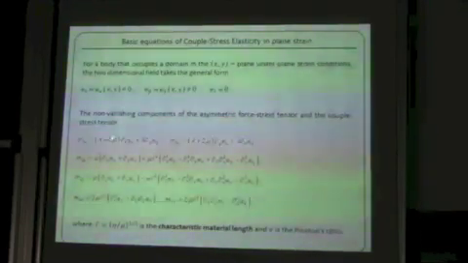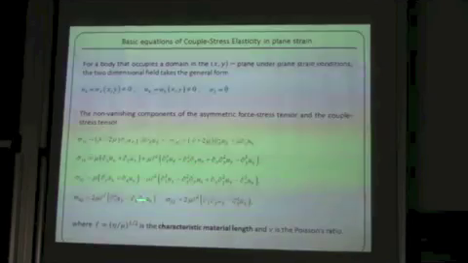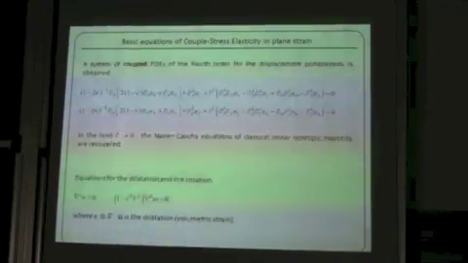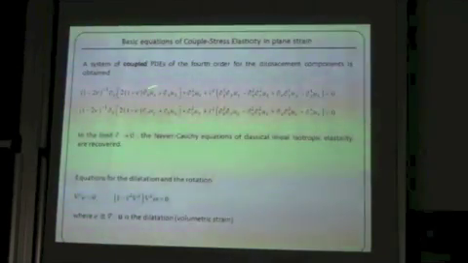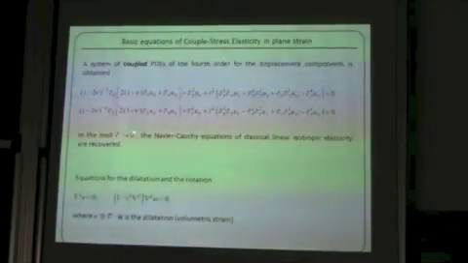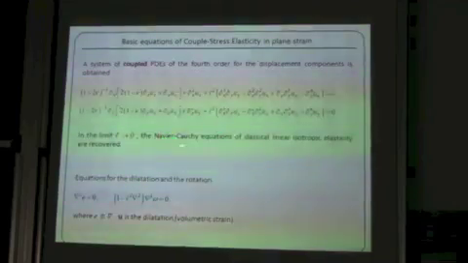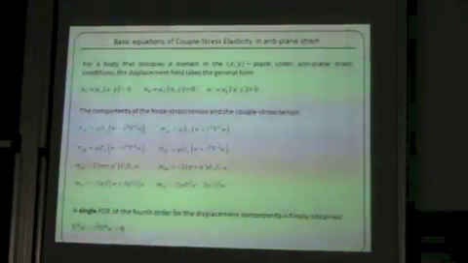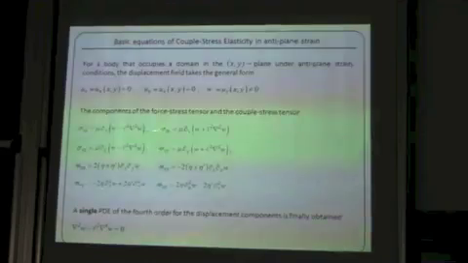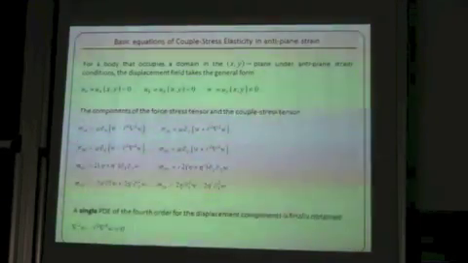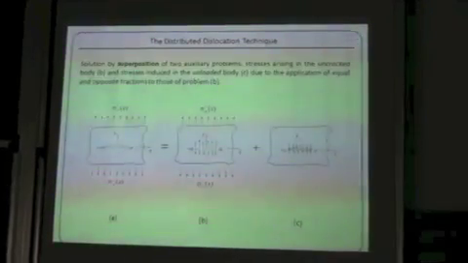Now, in plane strain cases, the non-vanishing components of the asymmetric force tensor and coupled stress tensor take these forms, and the displacement equations are coupled PDEs of the fourth order, where when the material microstructure vanishes, we derive the classical Navier-Cauchy equations. And in the anti-plane case, we have these terms for the total stress and the coupled stress tensor. And now we have a single PDE for the displacement components.